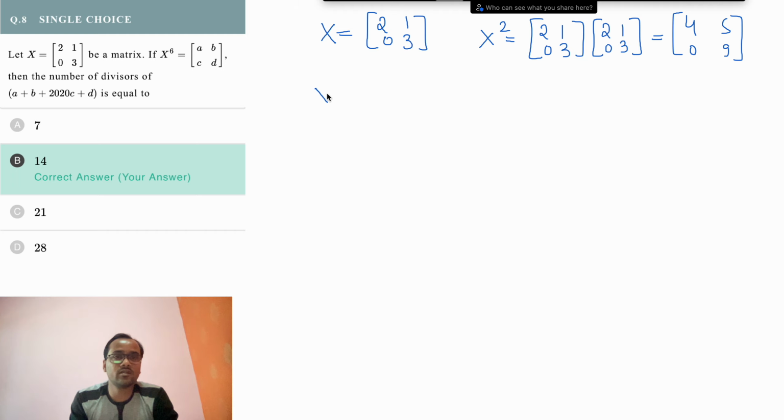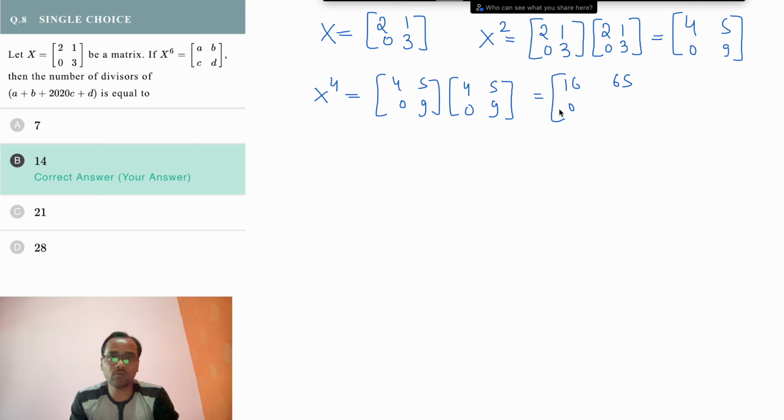Now let me solve for X raised to power 4, which would be [4 5; 0 9] into [4 5; 0 9], X square into X square. So that would be coming out to be 4 4s are 16, 4 5s are 20, plus 9 5s are 45. So that is 65, 0 and 81.